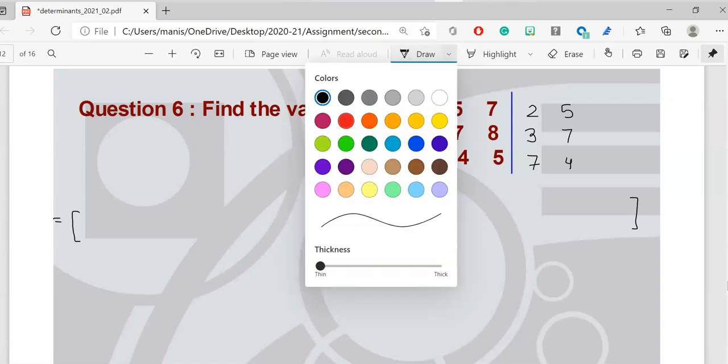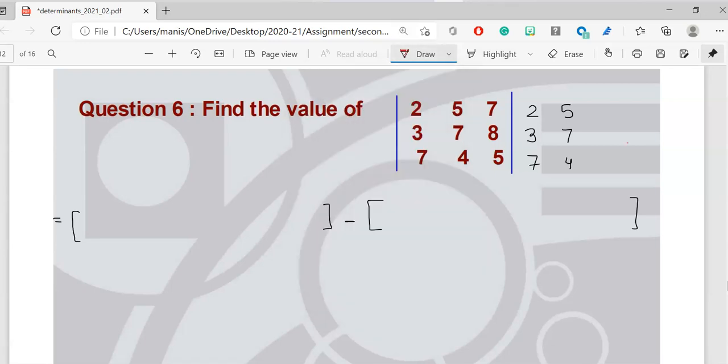Okay, now let me take a different color. So I will start from the first one. I'm going diagonally: 2 times 7 times 5. So this is 2 times 7 times 5. And put the plus sign on your own. And the second one is 5 times 8 times 7. So this is 5 times 8 times 7, plus sign. And the third one is what? 7 times 3 times 4. So 7 times 3 times 4. Minus sign. Let's go to the next one.